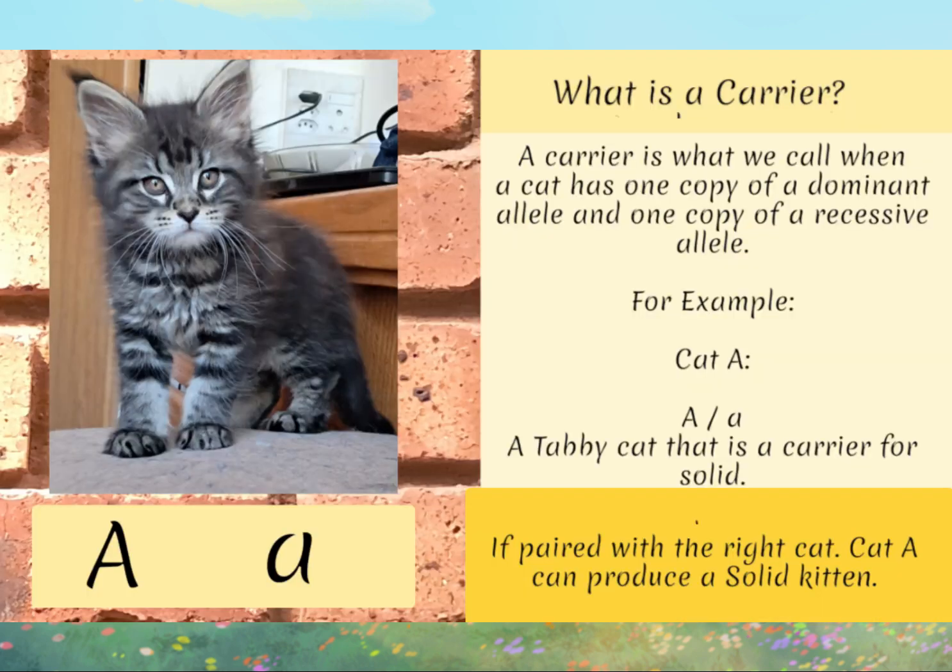What is a carrier? A carrier is what we call when a cat has 1 copy of a dominant allele and 1 copy of a recessive allele. For example, cat A on the screen is a tabby cat that is a carrier for solid. If paired with the right cat, cat A can produce a solid kitten.